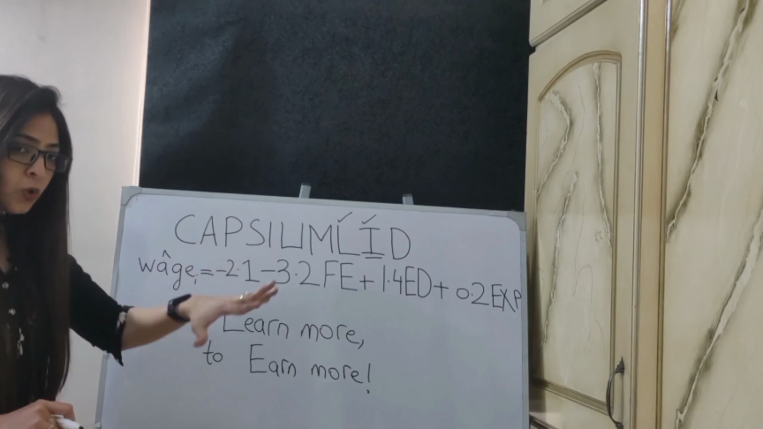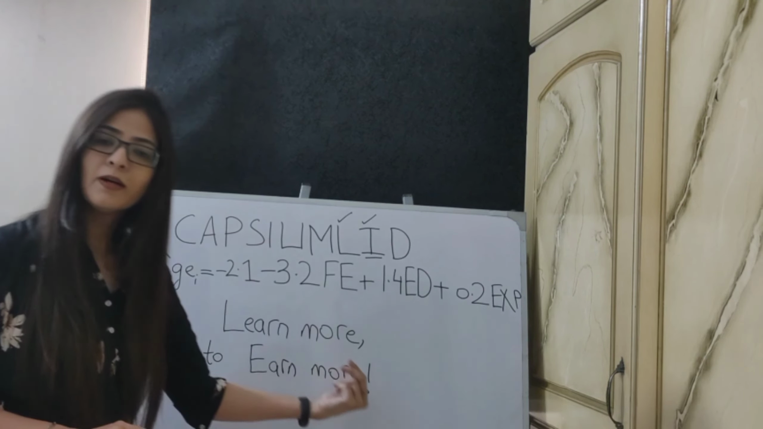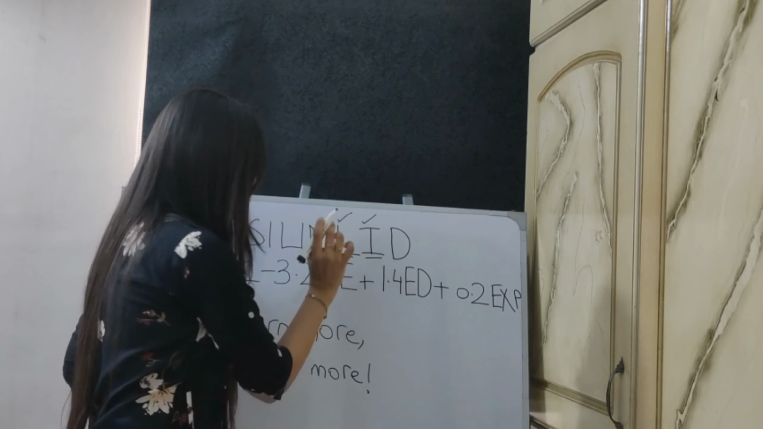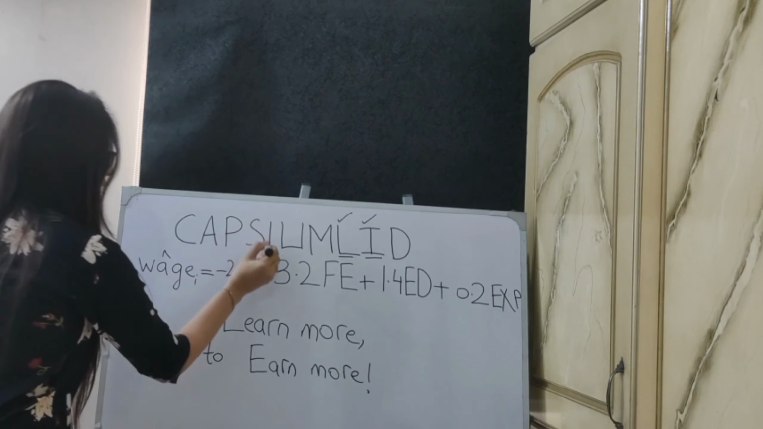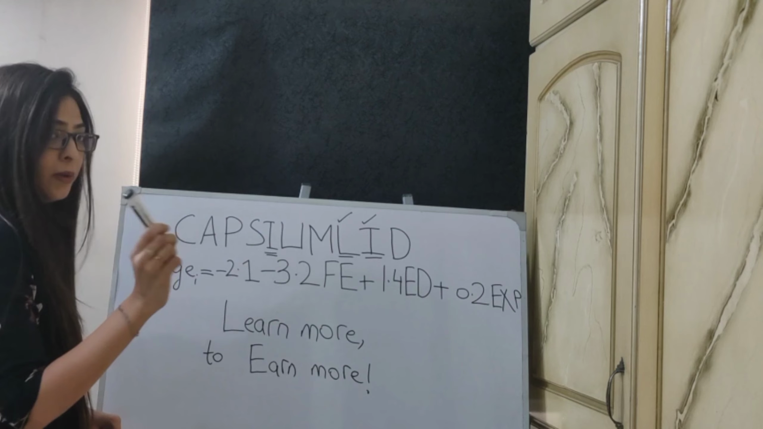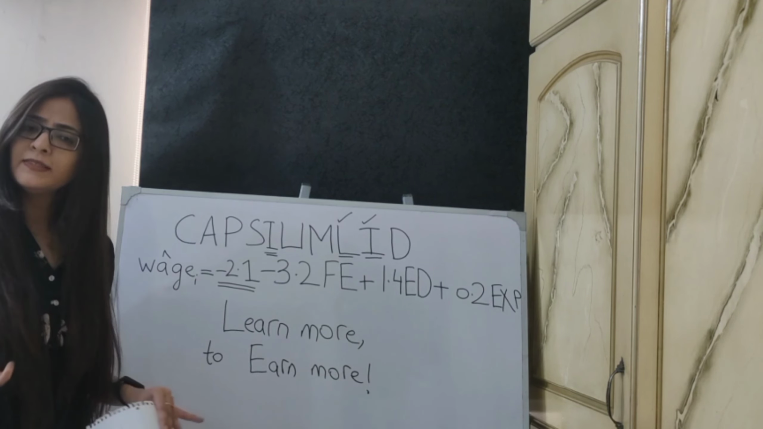So this in short implies that if you learn more, you are probably going to earn more. So we are done with the L and the I. Now coming back to the next I, which is right here. Remember, the other I stands for intercept. Now the intercept term is negative.